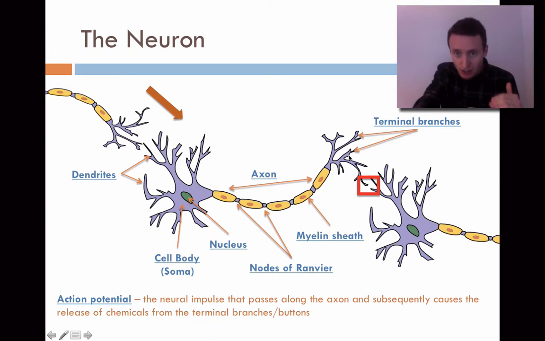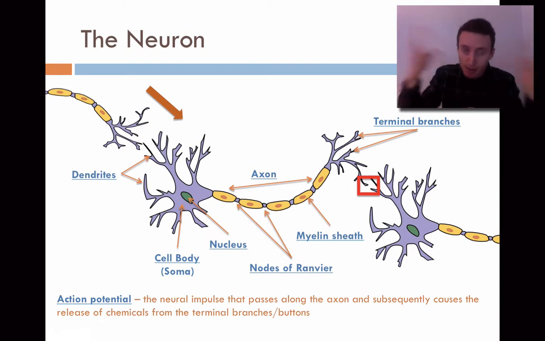And if it reaches the terminal branch, that'll cause the release of its own chemicals, which are either excitatory or inhibitory, to then impact neighboring neurons. So that is the gist.